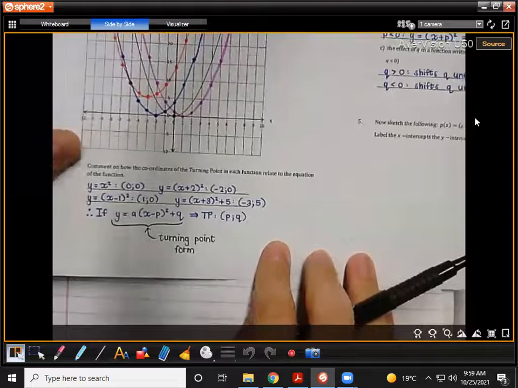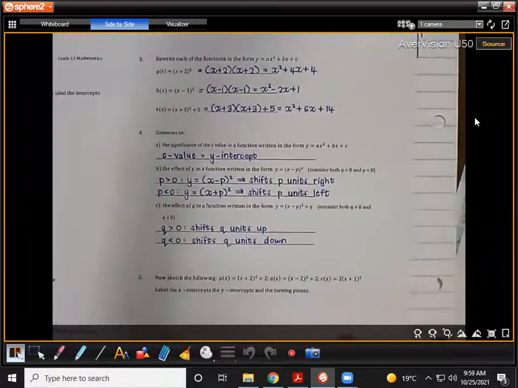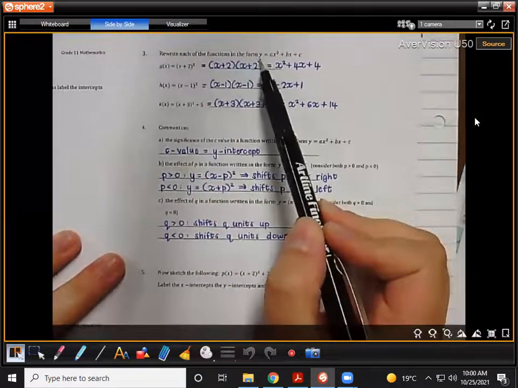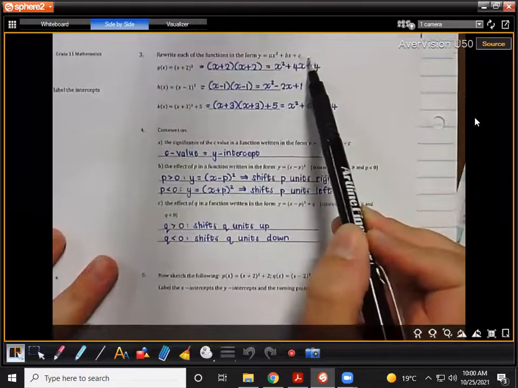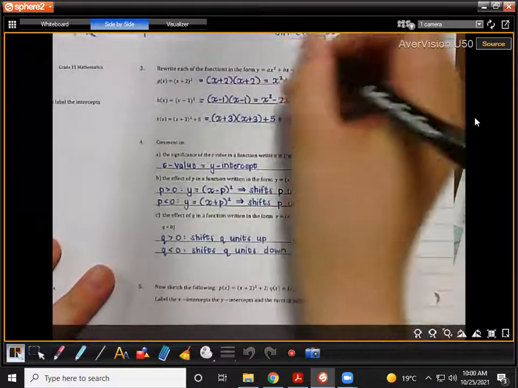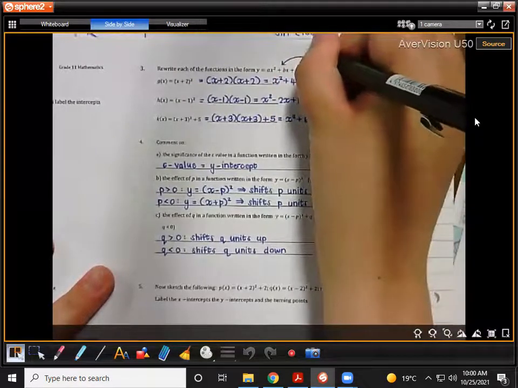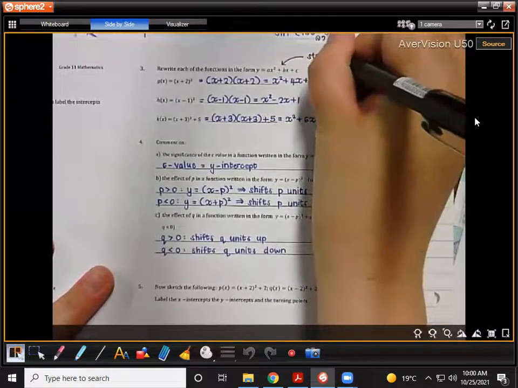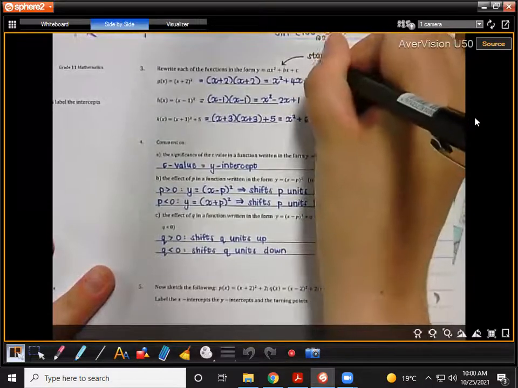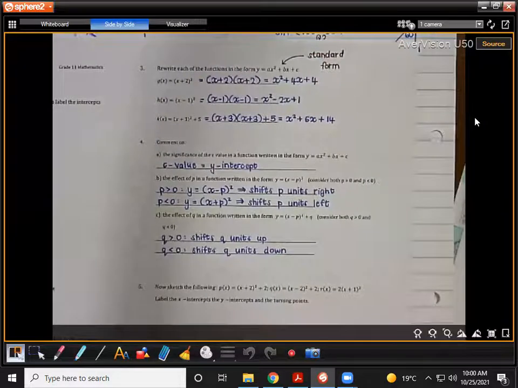Then for number 3, they asked us to rewrite each of the functions in the form y equals ax squared plus bx plus c. Guys, this form is still called standard form. So just add that there. If they're talking about the standard form of a parabola equation, it's still y equals ax squared plus bx plus c.